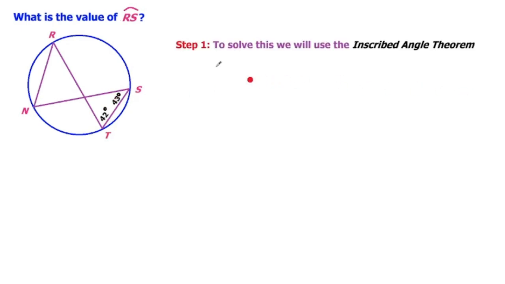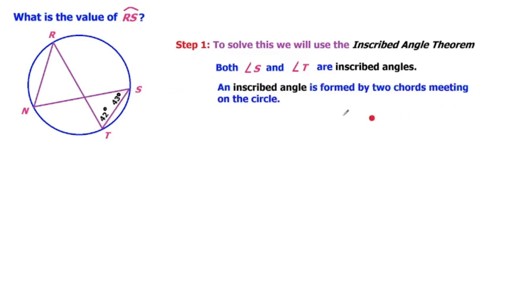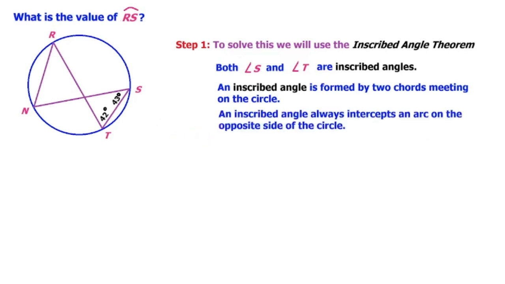So the first step to solve this is we will use the inscribed angle theorem. Both angle S and angle T are inscribed angles, because they're inside this circle. An inscribed angle is formed by two chords meeting on the circle. So it's two chords that meet on the circle. An inscribed angle always intercepts an arc on the opposite side of the circle.